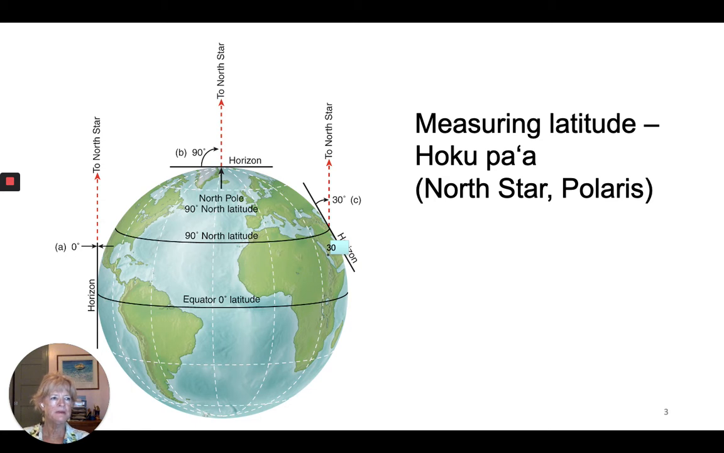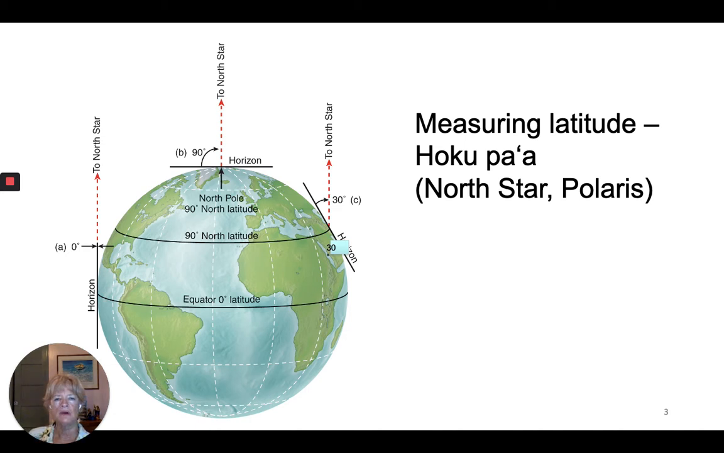For any point between the equator and the North Pole, latitude is obtained by measuring the altitude of Hokupa'a, also called the North Star and technically called Polaris. This angle is called the altitude of Polaris. At the equator, the North Star is on the horizon, and at the North Pole, it is directly overhead.